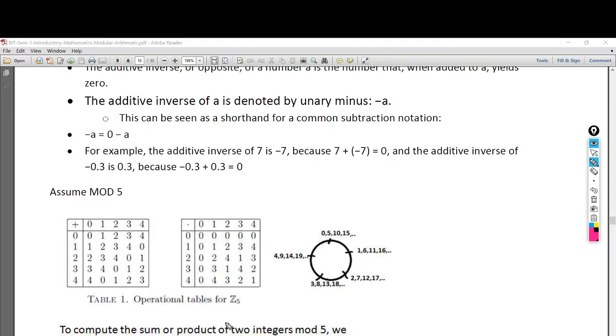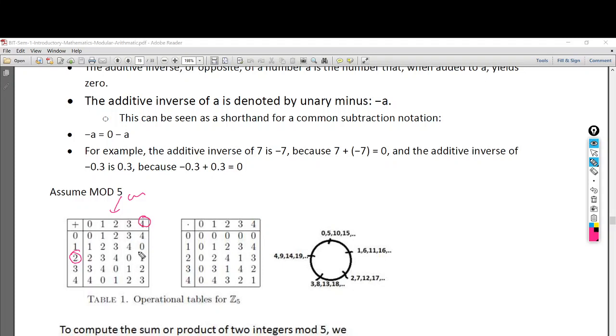When I say inverse, it is the multiplicative inverse. Similarly, if you want, you can find the additive inverse also. For example, if you take 2 and add 4, you get 1.